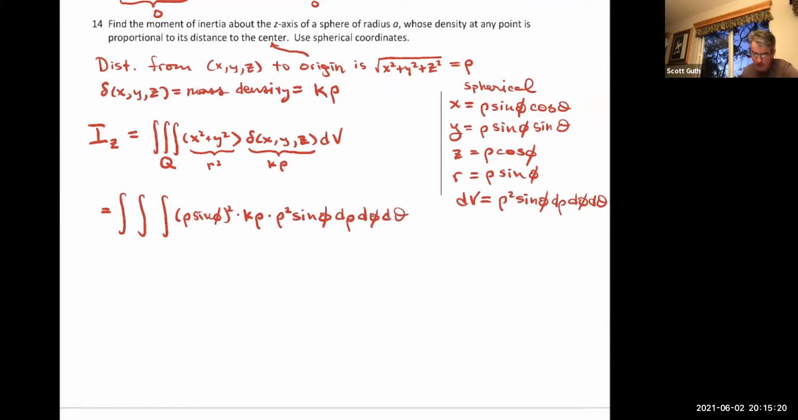You're on a sphere, so rho must go from the center to the edge of the sphere where rho is a. That takes up all values of rho inside the sphere. Phi goes from the North Pole to the South Pole, so 0 to pi. At the North Pole, phi is 0. At the South Pole, phi is pi. And theta goes all the way around the equator if you want the whole sphere, so 0 to 2 pi on theta.